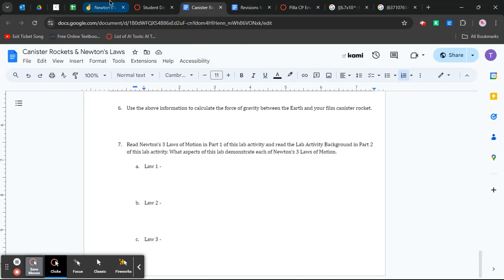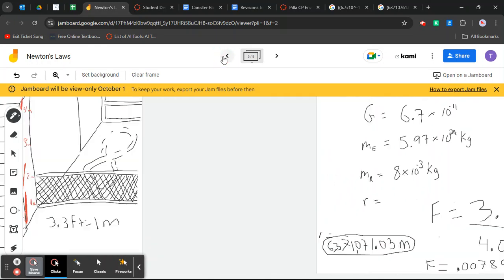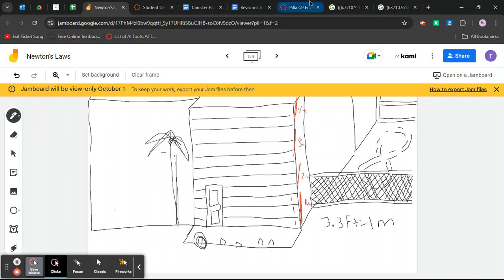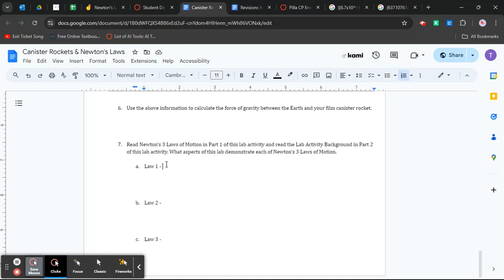I'll help you with this one. I'll give you a hint. The first law says that an object will stay at rest. If it is at rest, it will stay at rest until it's acted on by an external force. Let's just think about what we did in this lab, right? Your rocket down here was sitting at rest on the ground. It wasn't moving. So it's going to tend to stay at rest unless an outside force acts on it. Our rockets shot up in the sky. What outside force made that happen? Think about that. That's your hint. And that's also the answer for law one.